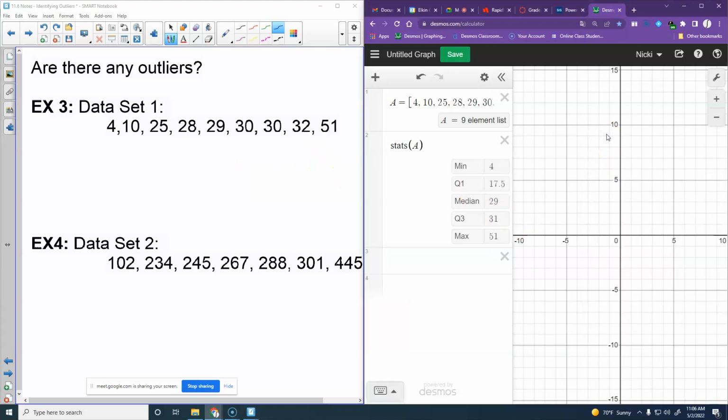So, interquartile range, we would do our IQR would be Q3, which is 31, minus Q1, which is 17.5. So that gives us an interquartile range. 31 minus 17.5 is going to give us 13.5. All right, so we need to look that much above Q3 or that much below Q1.